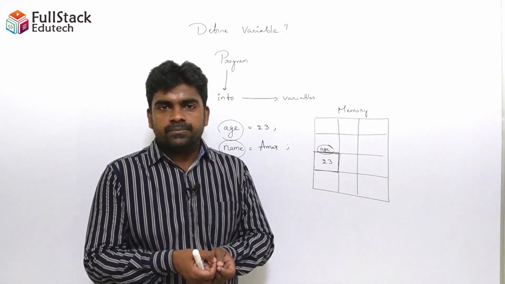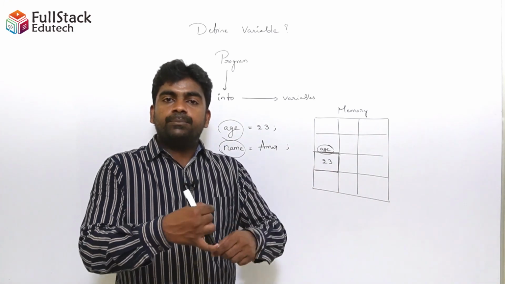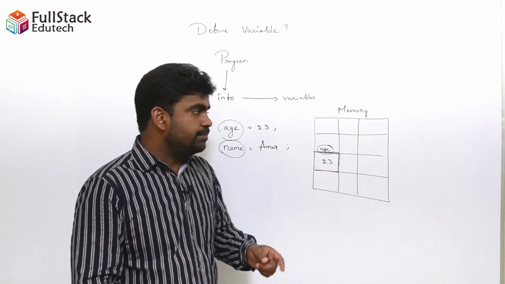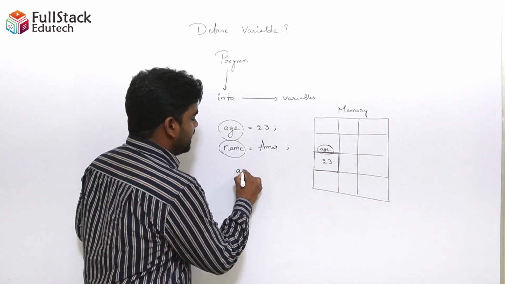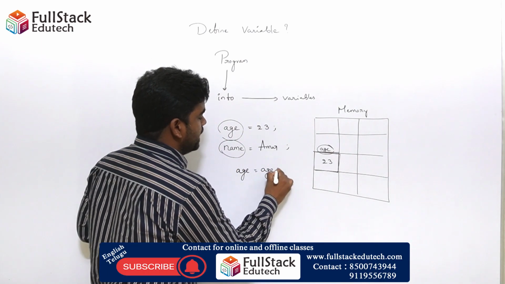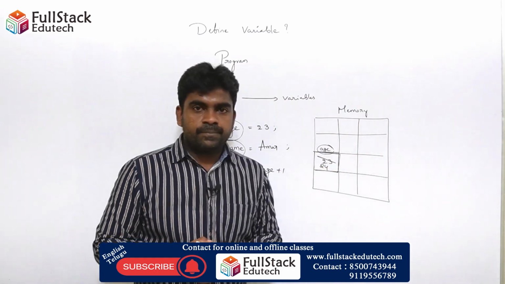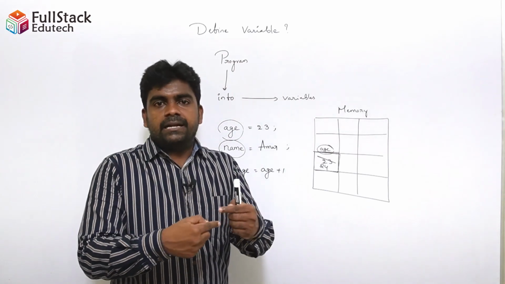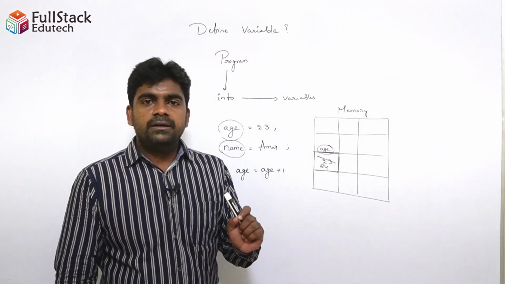What is the use? Just to store the information. Next, to manipulate the information. For example, I just want to increase the age. We just write age is equal to age plus 1. 23 changes to 24. We can manipulate the data also. That is also possible using the concept called variables only.